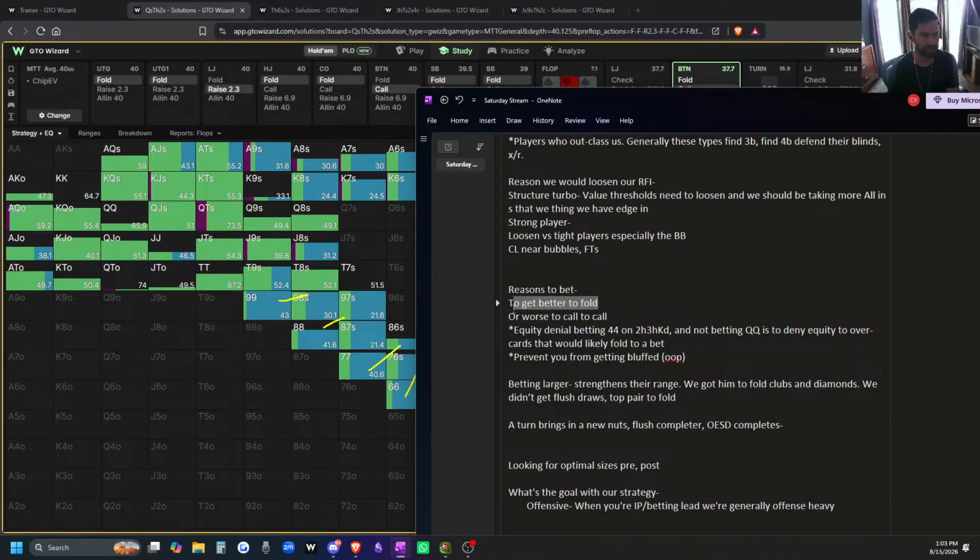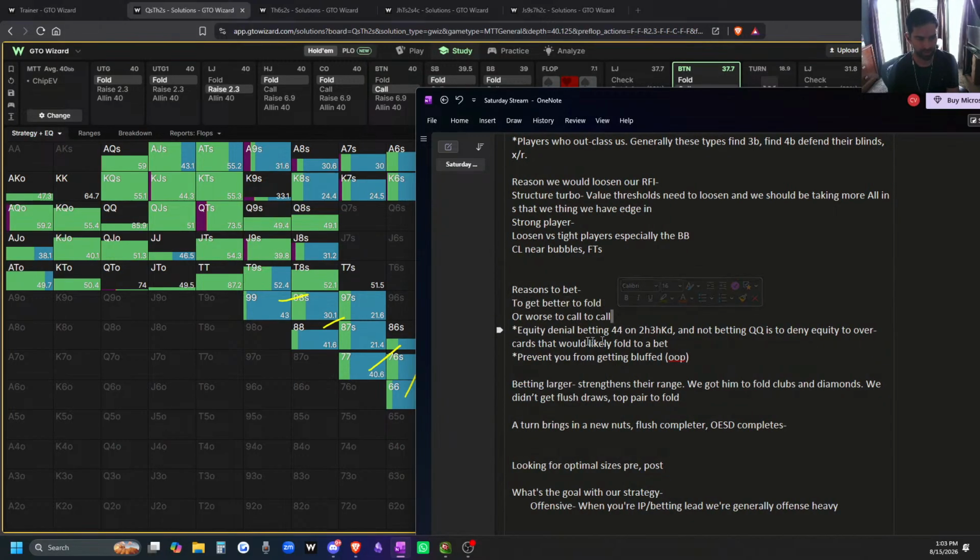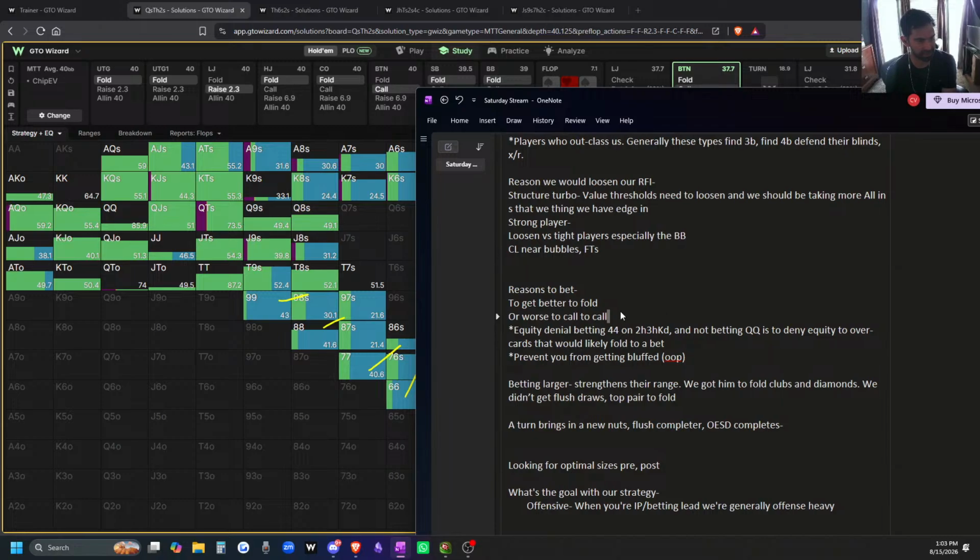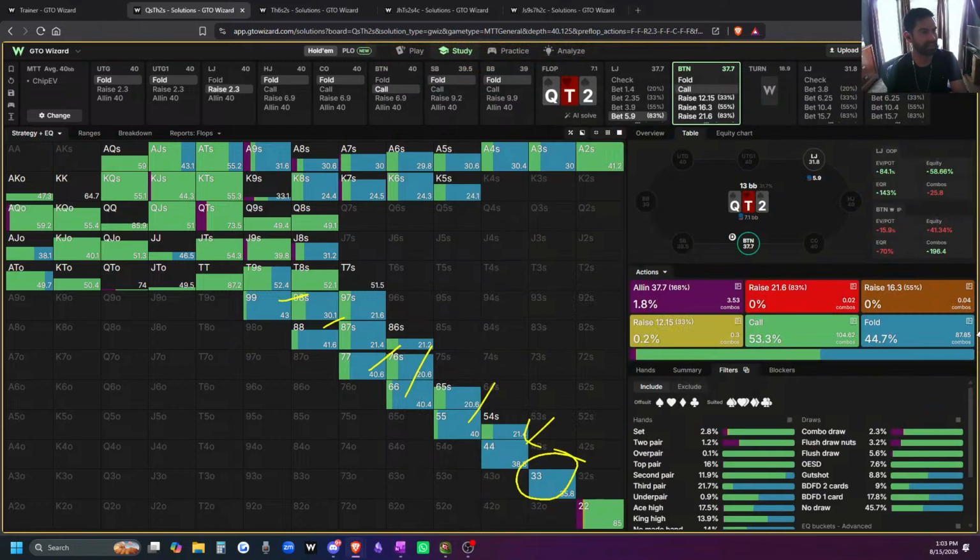to get better to fold, right? Better to fold or worse to call. I guess that's what it says. Let's change that. Lots of calls. Lots of calls. So yeah, we are.